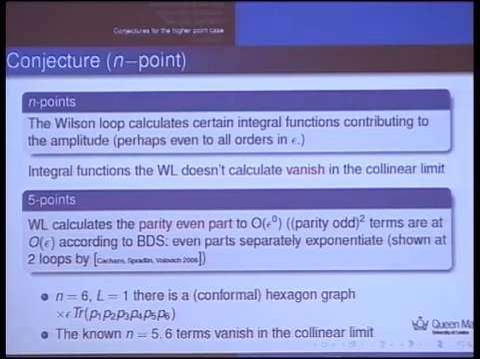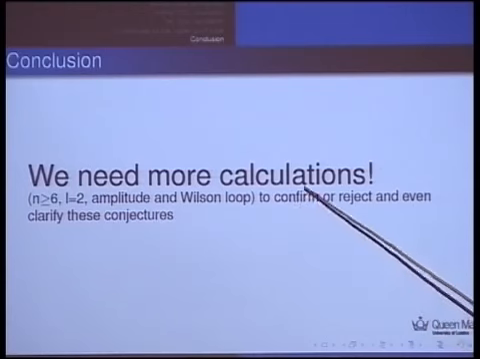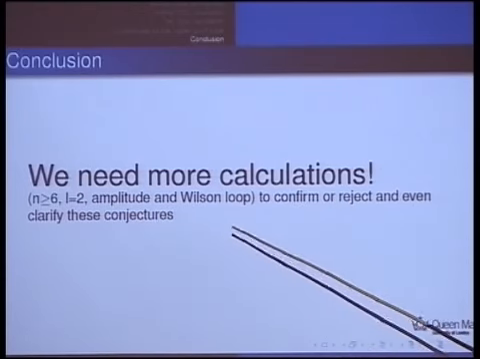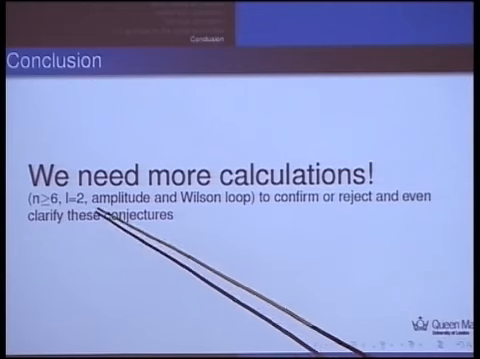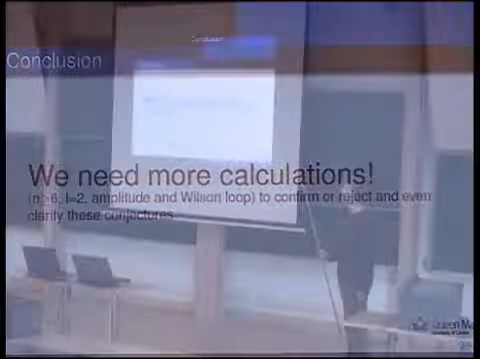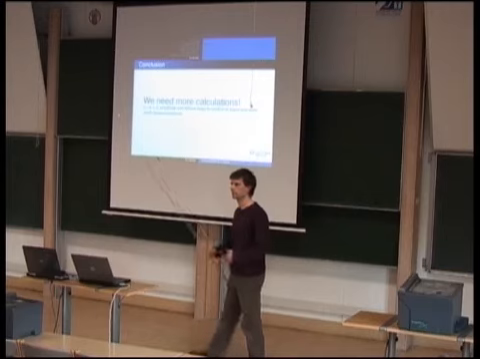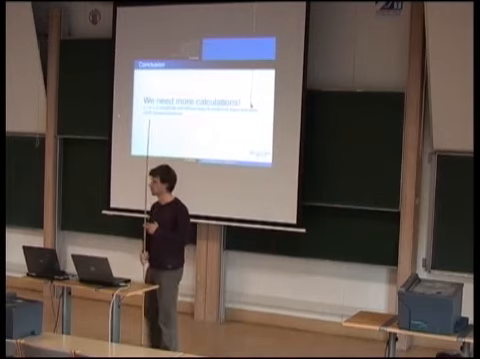So the final conclusion is pretty much the same as James's final conclusion, which is we need to do more calculations, in particular 2-loop amplitudes at n greater than or equal to 6 points, and it would also be nice to get expressions for all orders in epsilon for 2-loop 4 and 5 point functions. Okay, thank you.